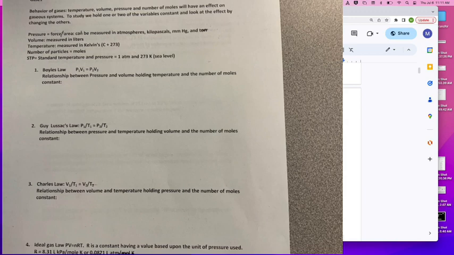So pressure here is our force per area. We can increase the force in a variety of ways. One of the easiest ways is to put more stuff in. More particles means more impacts, and that can increase our pressure. But it turns out there's a variety of other things that can also factor into it. And that's where she's listed some of these other principles.